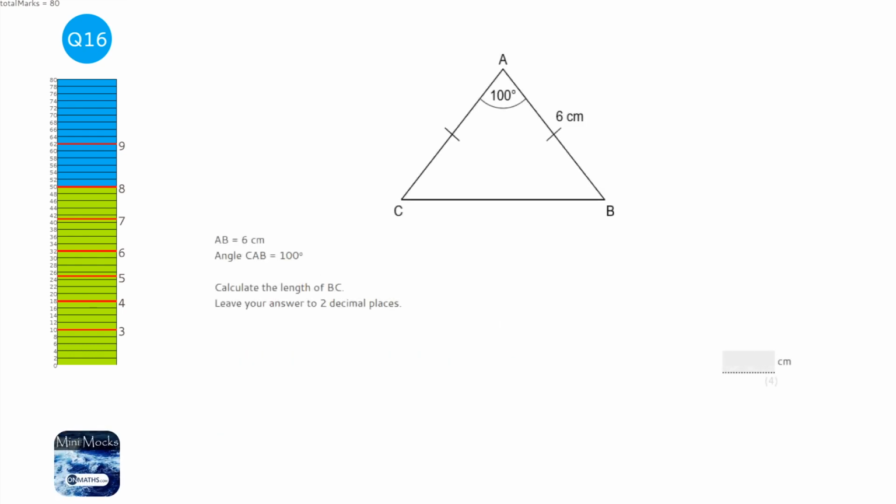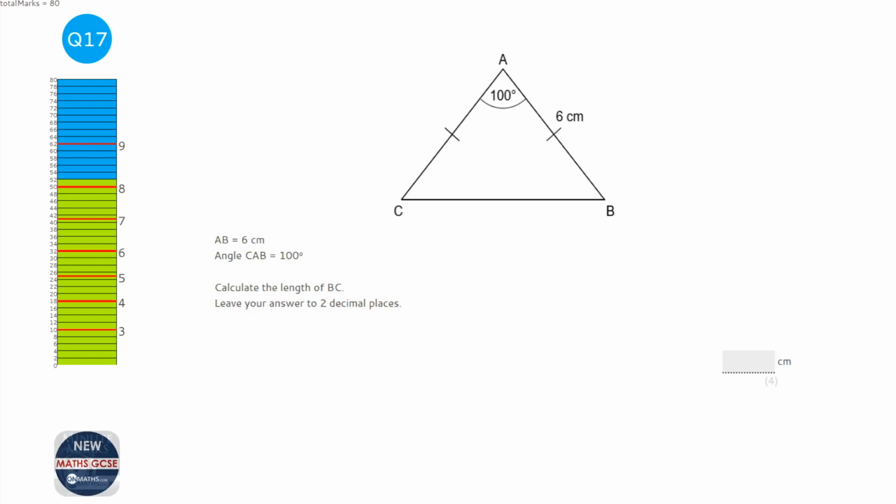Now there are a couple of different methods for working this question out. What you could do is just draw a line down the middle and split it up into two right angled triangles, and then use trigonometry to find half of BC and then double it, and that's absolutely fine. I don't ever hesitate when there's a cosine rule to be used, so I'm going to do the cosine rule method, but either one will give you the right answer.